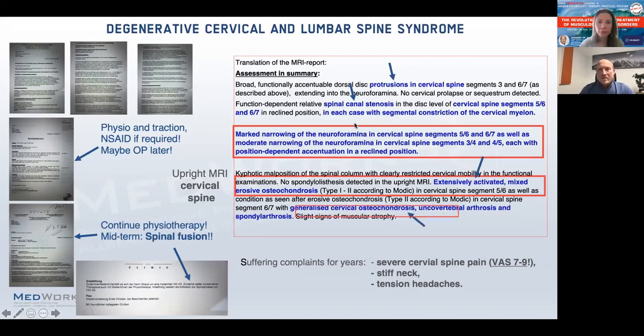And then I said, okay, I have another possibility for you. We try shockwave therapy. And if it's not getting better in the next 4 to 6 weeks, we can rethink the plan of an operation.